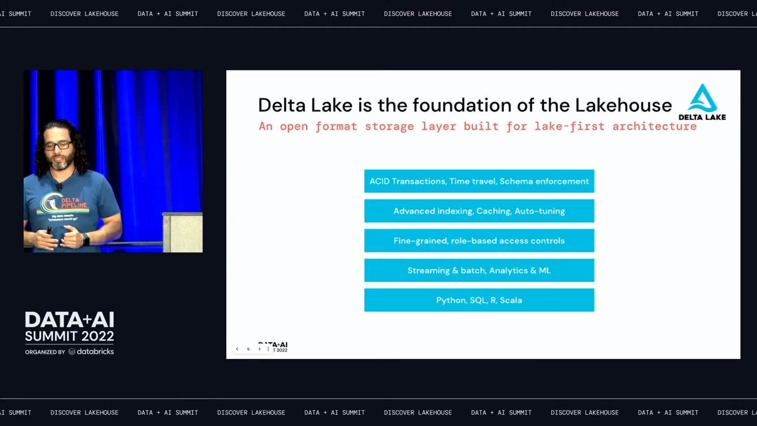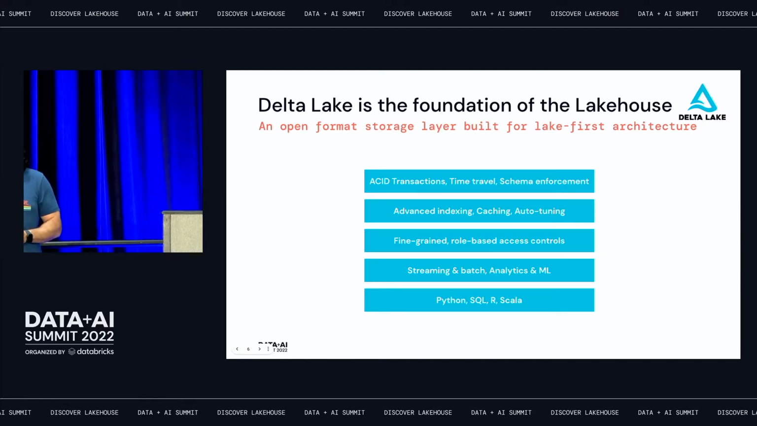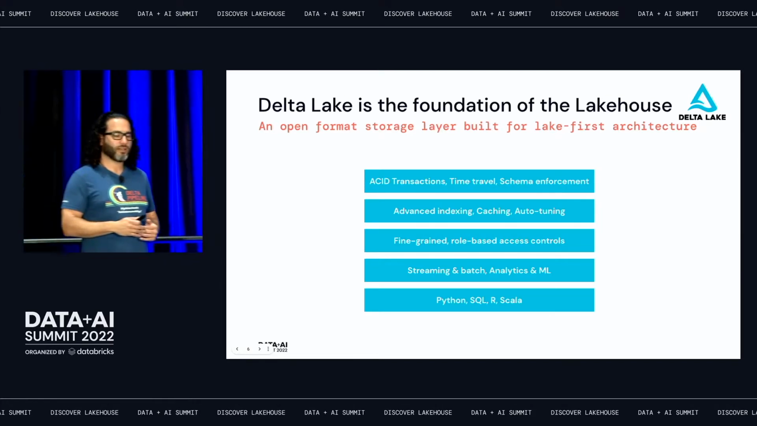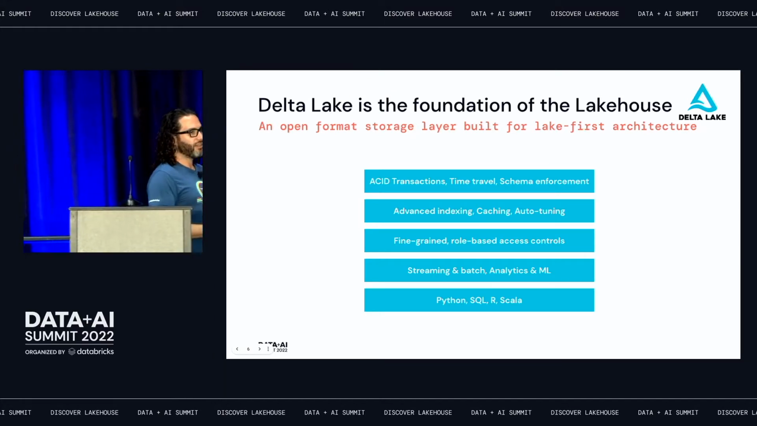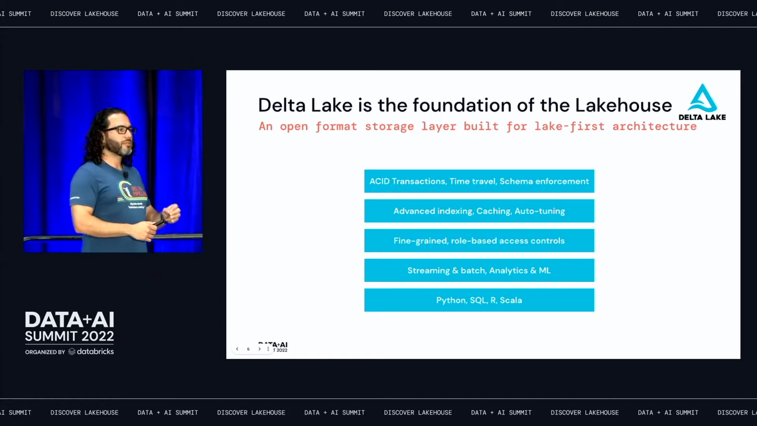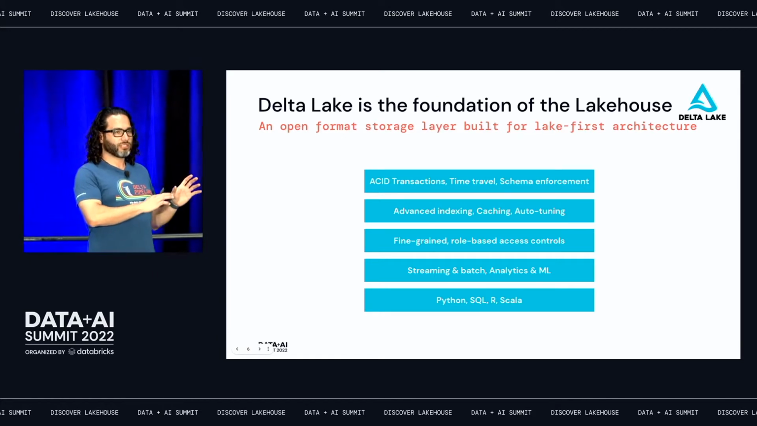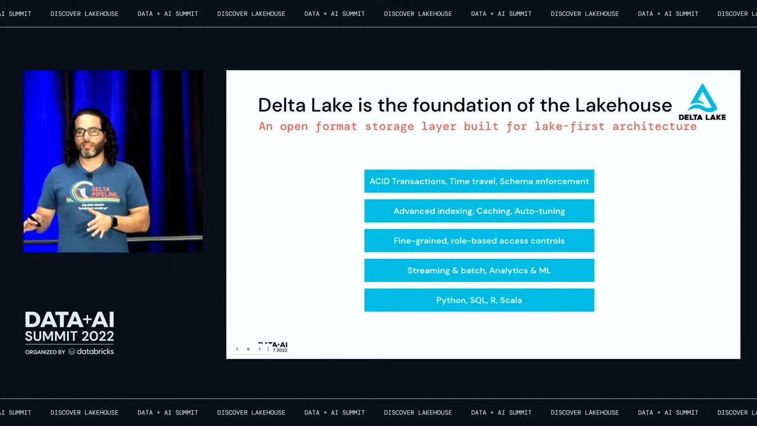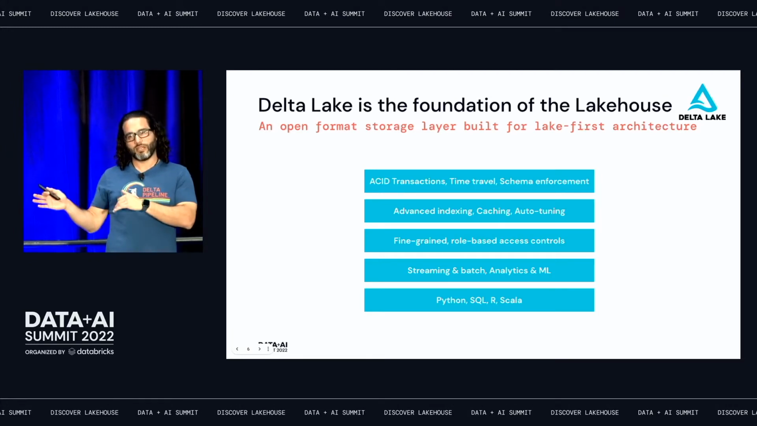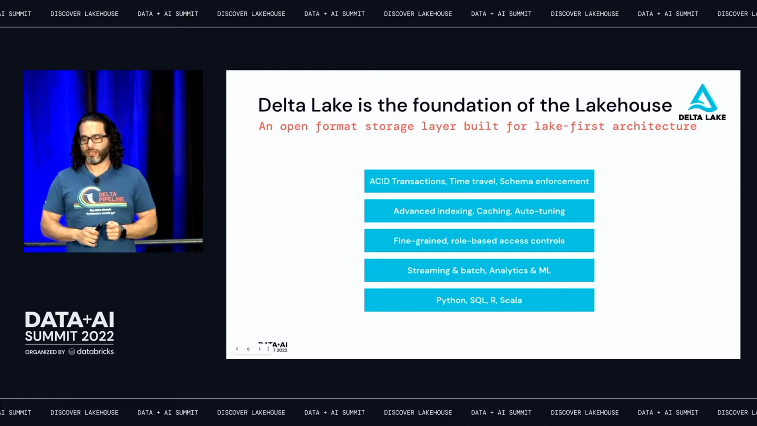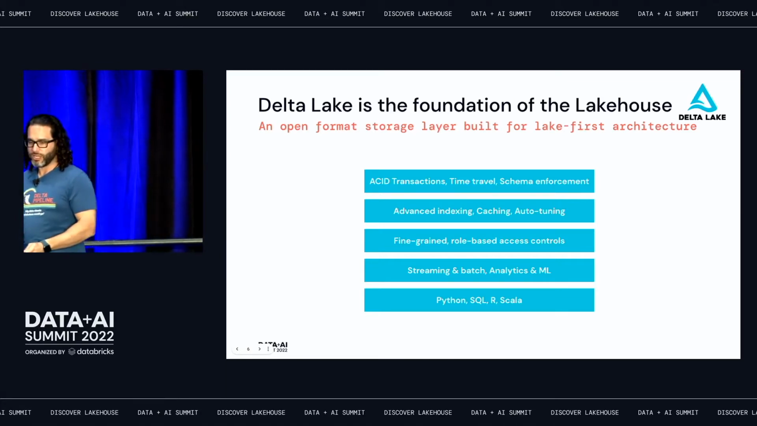Built inside of Delta are advanced indexing capabilities, caching capabilities on these modern clusters in the cloud, and we've even built auto-tuning into the API. You get fine-grained access controls on a data lake. This means traditionally data lakes allow you to secure files and blobs. Delta gives you the ability to secure rows and columns. This is completely different. This is what databases had that data lakes didn't have. And now you have that same governance strategy on Delta.